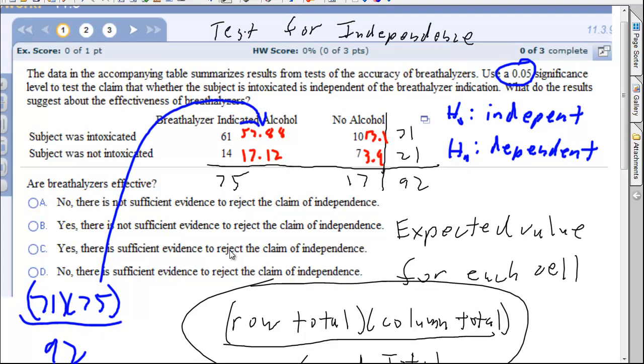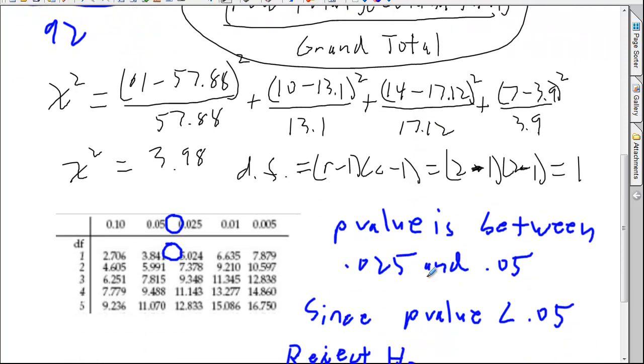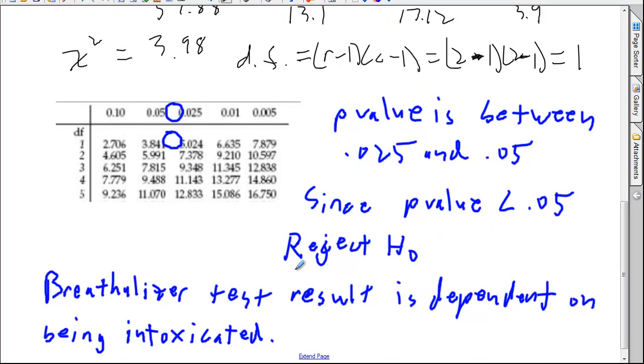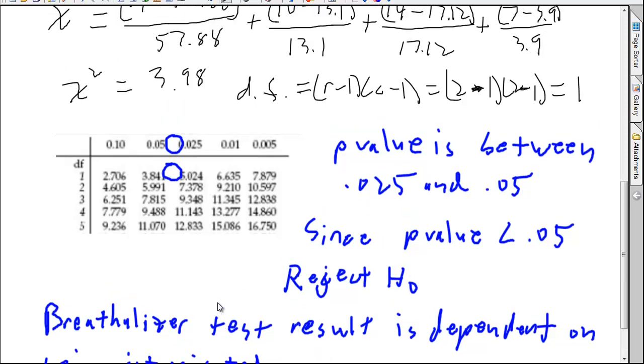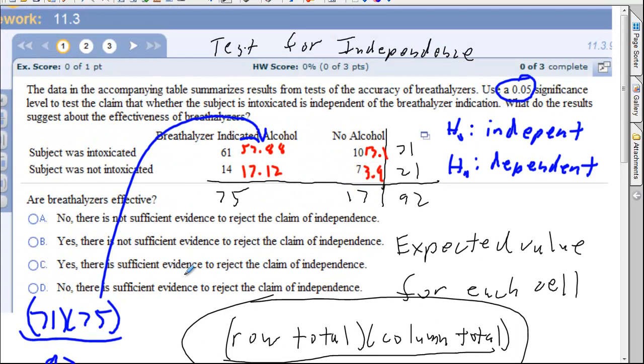And since our alpha level is 0.05, we do have evidence to reject the null. The null is that these two variables are independent. They don't affect each other. The alternative is that they are dependent. And honestly, being intoxicated and whether your breathalyzer indicates you're intoxicated should be dependent. So we got a result here. It says, yes, let's reject the null. These things are not independent. They are dependent because our p-value was less than 0.05. Reject the null. Breathalyzer test results are dependent on being intoxicated. So this is what we call a test for independence.